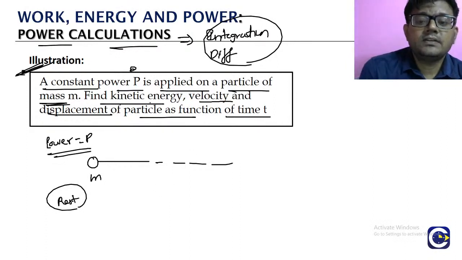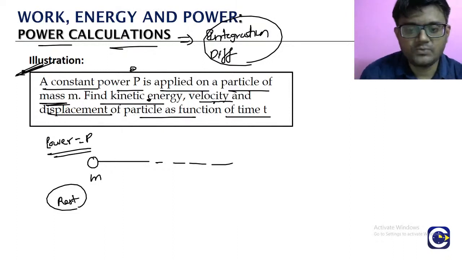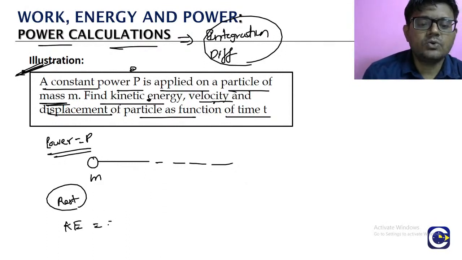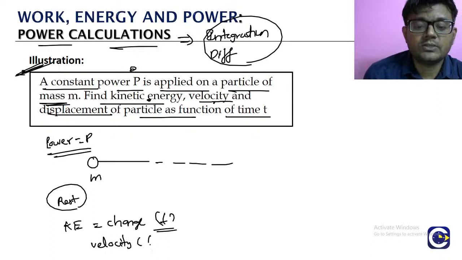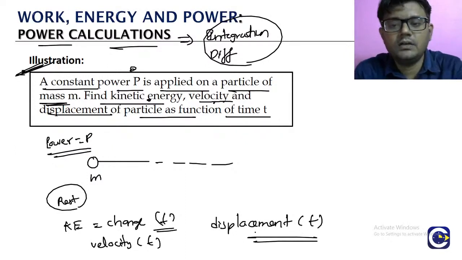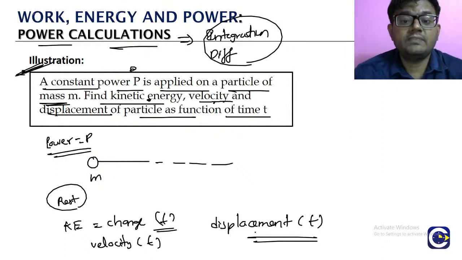So we assume that it is moving in the direction of the force. Now we need to find the kinetic energy, velocity and displacement as a function of time. How the kinetic energy is going to change with respect to time, how the velocity is going to change with respect to time, how the displacement is going to change with respect to time. We are going to get these as functions of time. First, where do we start? We'll start with the kinetic energy.